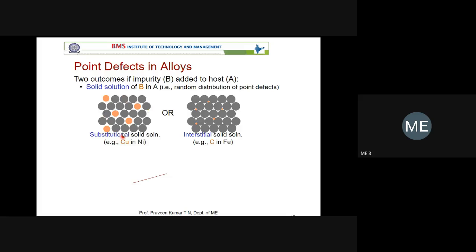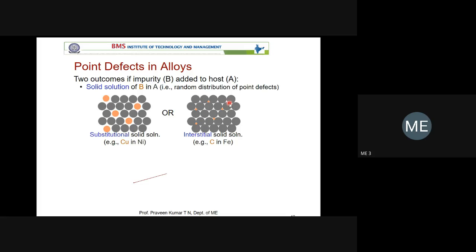This is one schematic sketch, copper in nickel. That means the major alloying element is nickel. The copper atoms, you can see this reddish color, those are the copper atoms. Interstitial also you can see here. These schematic sketches are available in the textbook. You can refer and practice.